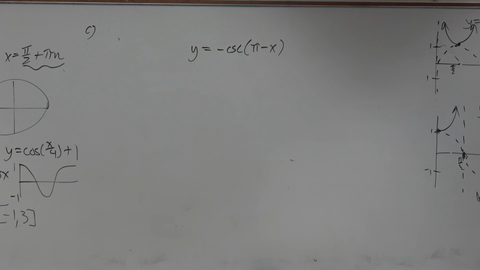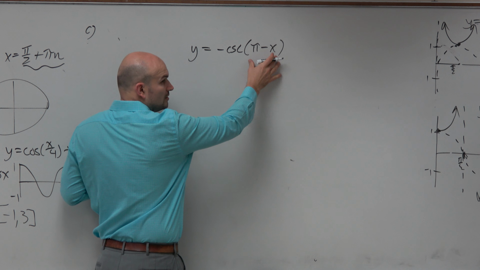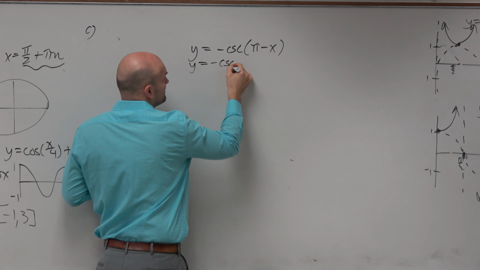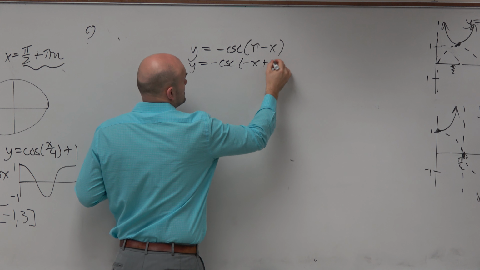All right, so in this example, guys, again, we're just going to use our idea of understanding the parent graph. Before we can do this, though, we recognize we have negative x. Let's write this in a better form. So we have this negative cosecant of negative x plus pi.